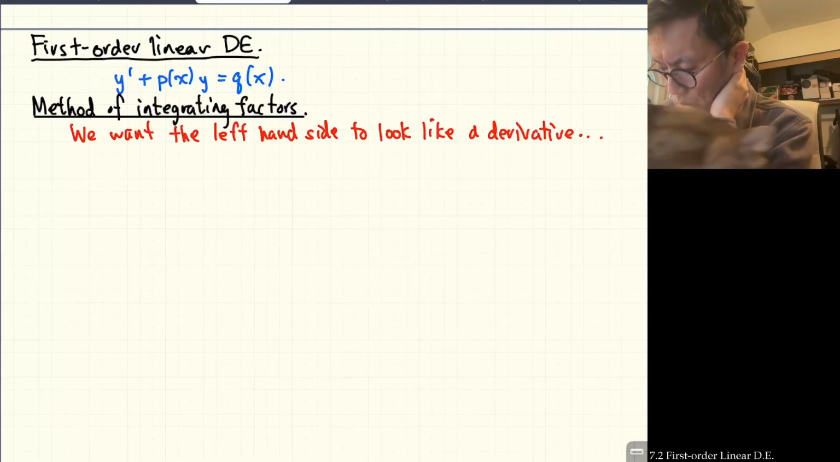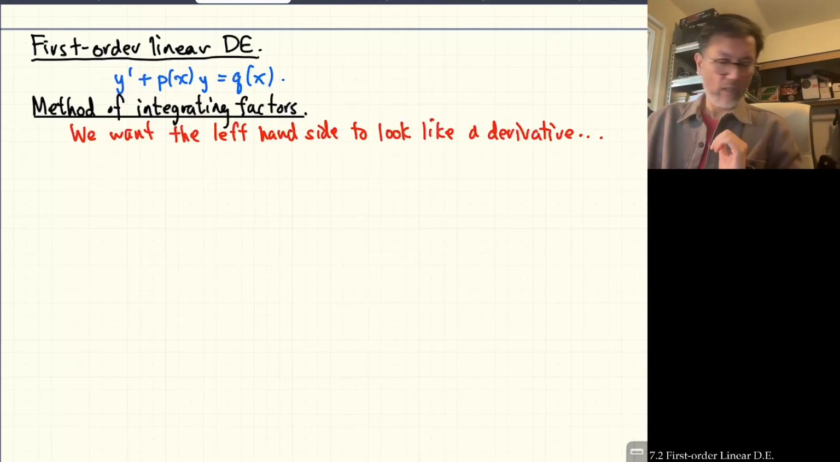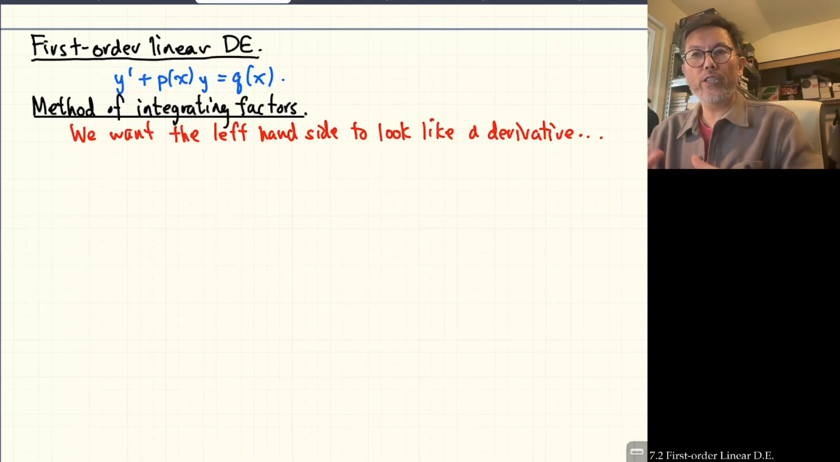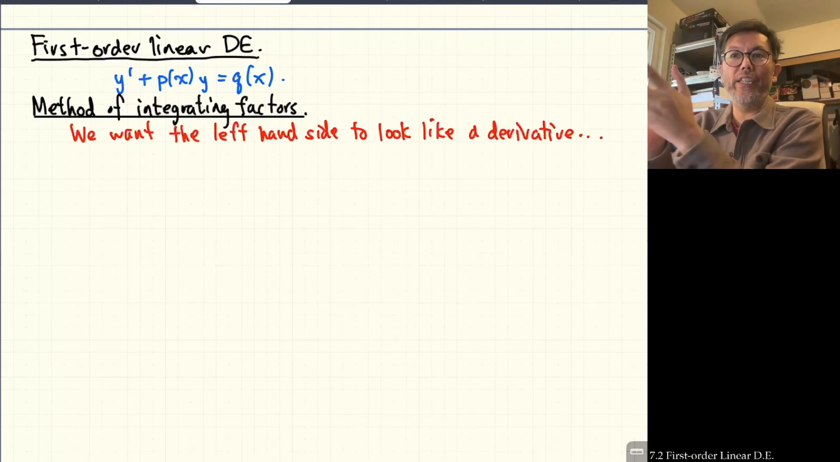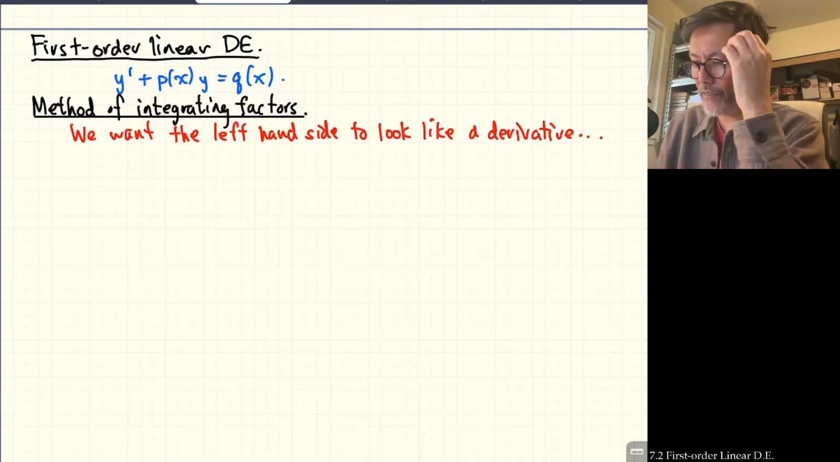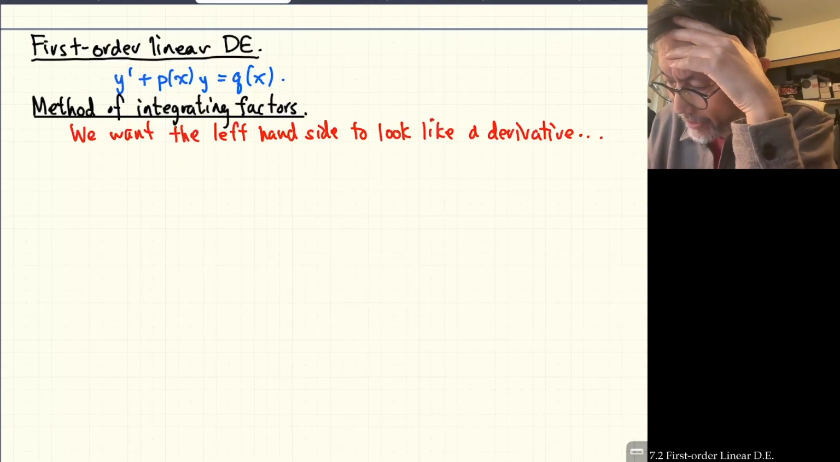So what we're going to do is define a new function r of x, which is going to be called the integrating factor. Okay, and I've not defined it yet. I'm just giving it a name. It's going to be called the integrating factor here. So r of x.